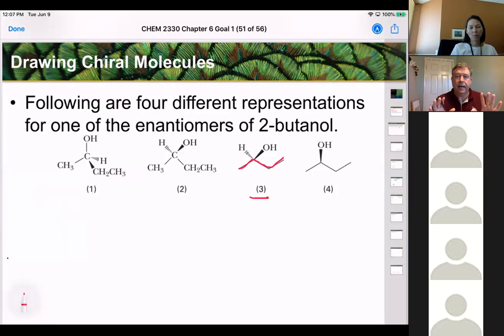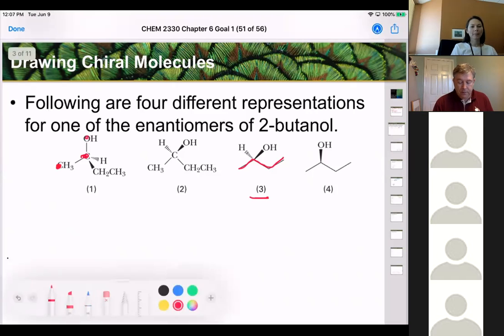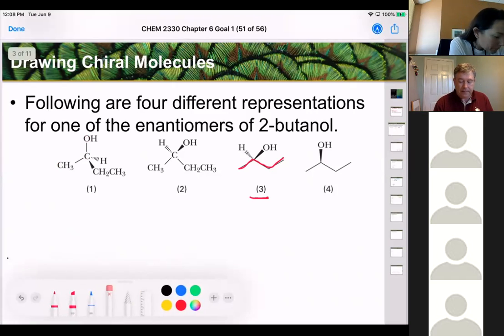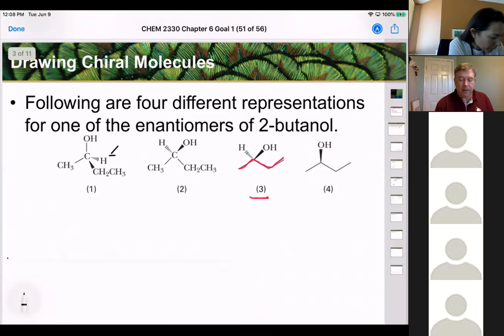So let's think about just that concept real quick here. We have in structure number 1, this carbon and this oxygen are all in the plane of the paper, okay? So as long as we can clearly identify that in our heads as those being in the paper, then that gives us the idea that our hydrogen is behind the plane of the paper and this ethyl group is in front of the plane of the paper, okay?